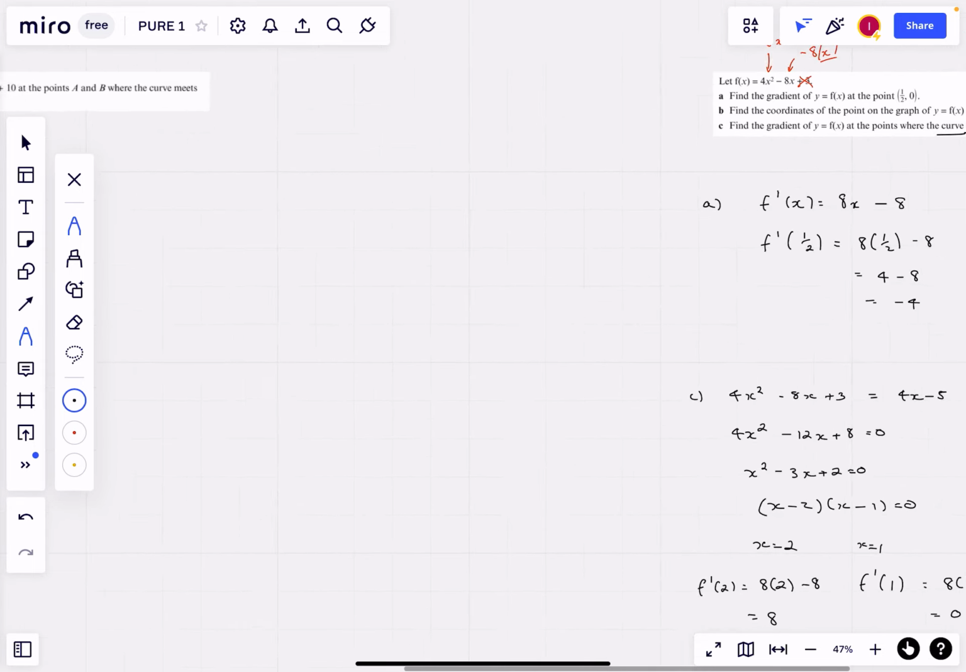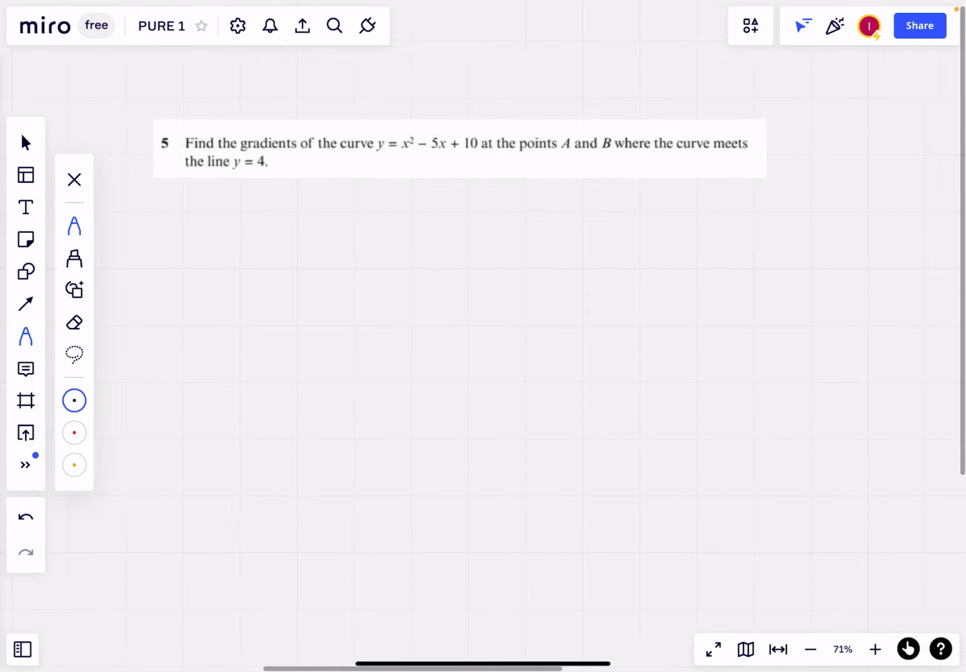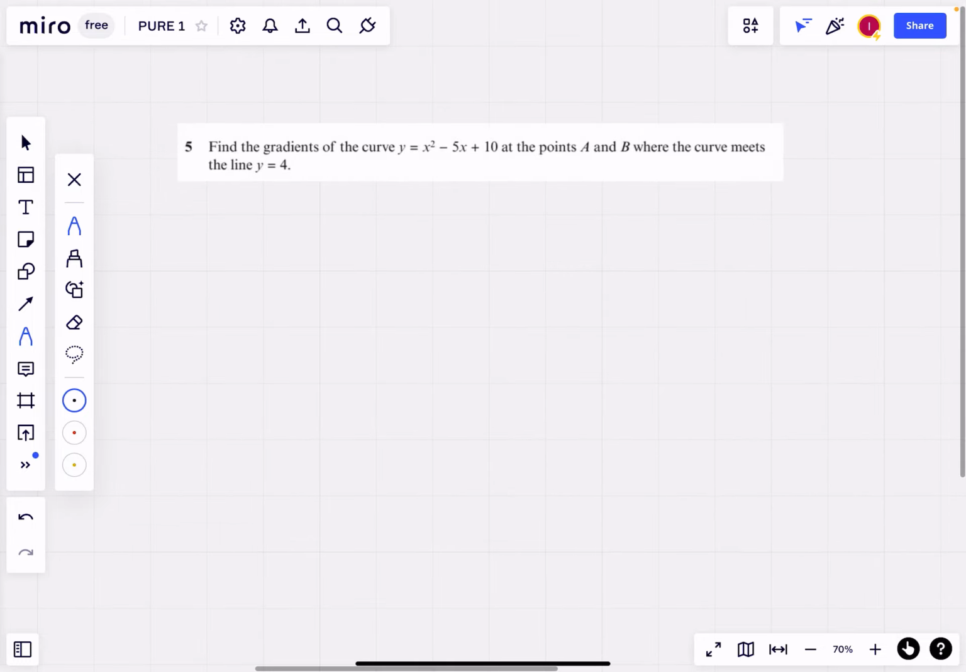Cool. So have a look at this one. Question 5 for me, please. Okay. Find the gradients of the curve y equals x squared minus 5x plus 10 at the points A and B, where the curve meets the line y equals 4. Curve meets line.